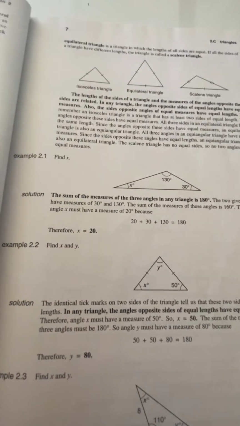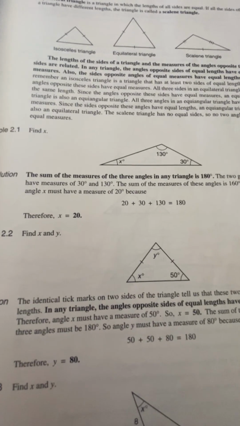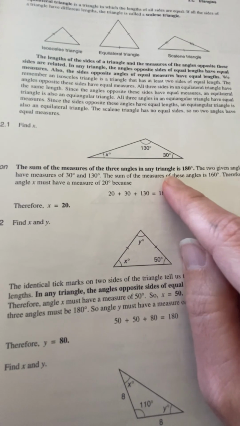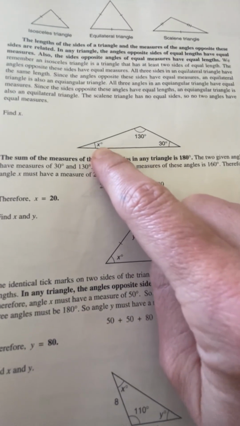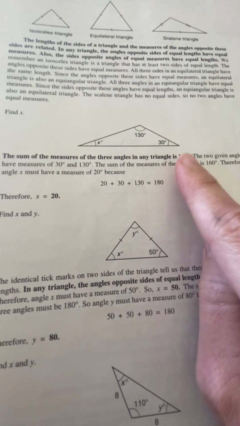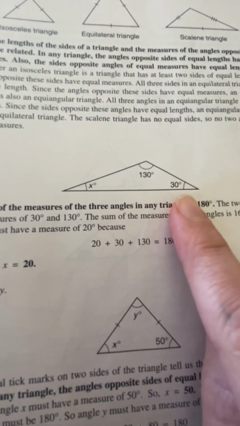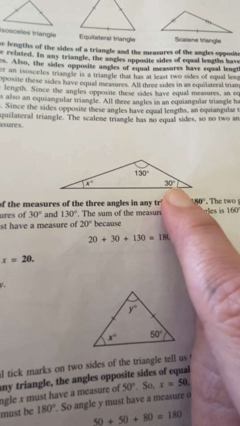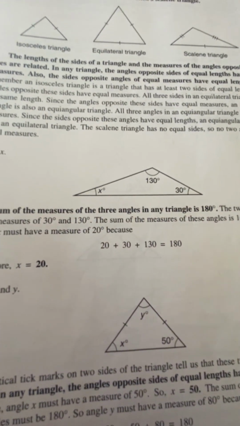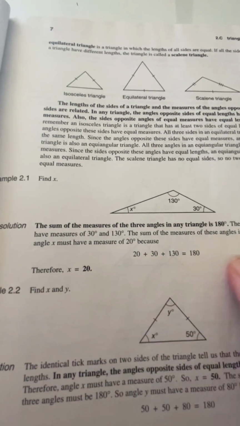All right, so you're going to be given some problems where you have to find missing parts in triangles. Okay, so if you remember, if you add up all of the angles in a triangle, you get 180 degrees. So this number, 130 plus 30 is 160. So x has to be 20 in order for us to get 180 degrees. So that's what they worked through right here.